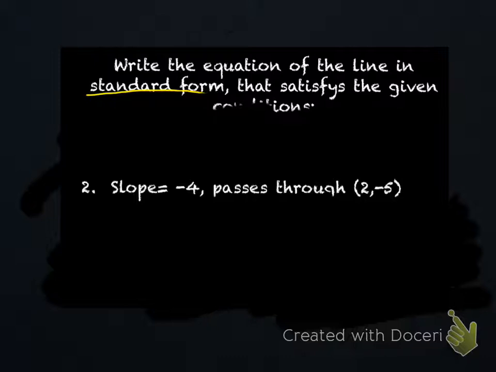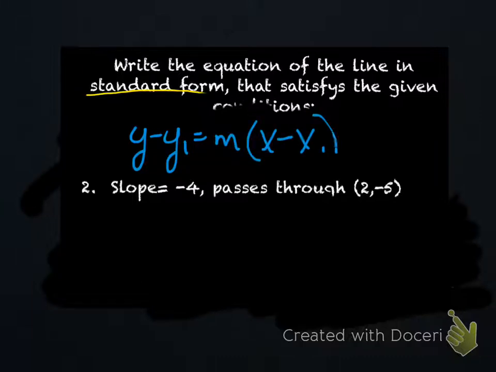Would I use slope-intercept? Well, I could, and many of you do, and rock on with that. But if they give you the slope and they give you the point, I like to use point-slope form. So point-slope form goes like this. I'm going to write it up at the top. y minus y1 equals m times the quantity of x minus x1, where x1 and y1 are the ordered pair that you are given.